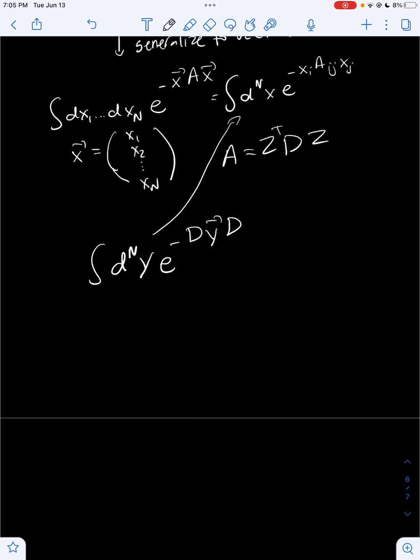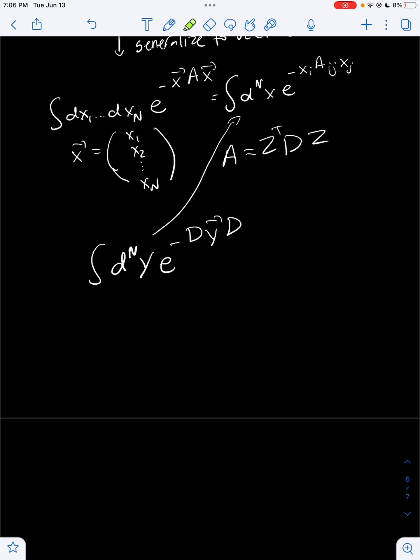The reason that it's 1-to-1 is because Z was an orthogonal matrix and y was defined as the orthogonal matrix Z acting on x, this means that dy is going to be dx, since orthogonal matrices have a determinant of 1. Since the determinant is 1, that means the area isn't going to change under transformations. So that's why dy is going to be equal to dx.